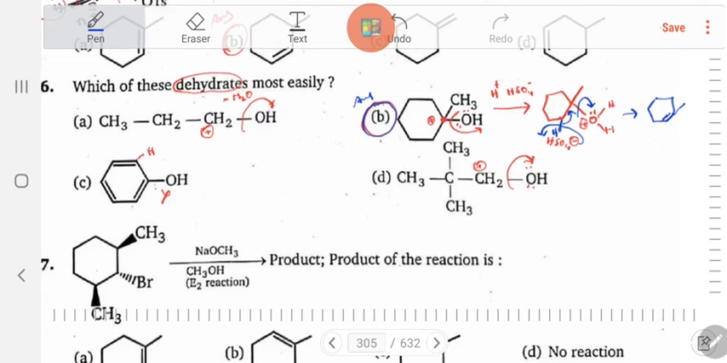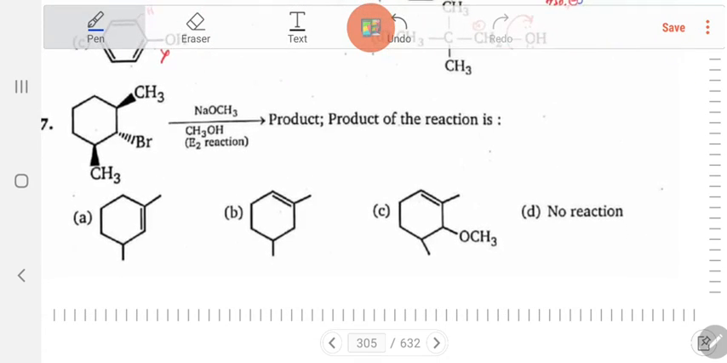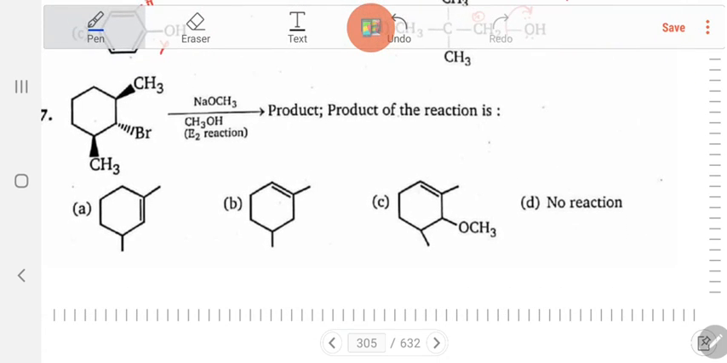Now coming to question number 7. Here you are using methoxide. So strong base. Strong base means obviously it undergoes beta E2 elimination. It is a beta elimination. Now here Br is below the plane. Here hydrogen is also below the plane. Here also hydrogen is below the plane, because methyl is above the plane, which means hydrogen will be below the plane.